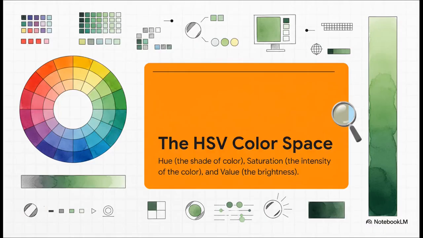Let's break this down real quick. First, you have hue. That's the pure color itself. Think of the difference between lime green and forest green. Then there's saturation, which is how rich or intense that color is, all the way from a dull gray to super vibrant. And finally, you have value, which is just how bright or dark the color is. It's a way more intuitive system than the standard RGB we're used to.